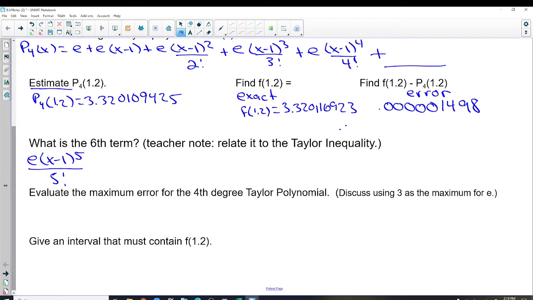Evaluate the maximum error for the 4th degree Taylor polynomial. In other words, evaluate this. So this is e times 1.2 minus 1 to the 5th over 5 factorial. This is the maximum error that we could possibly have. And when you plug this into the calculator, I got, oh, no.